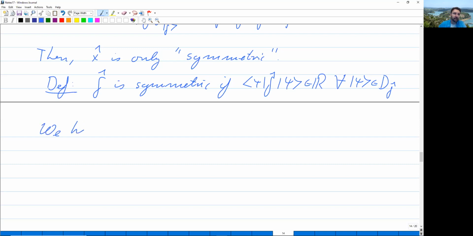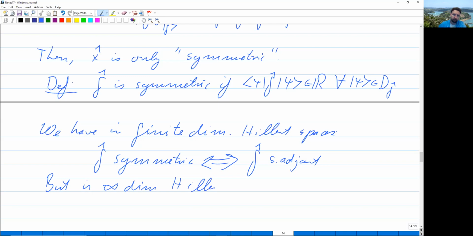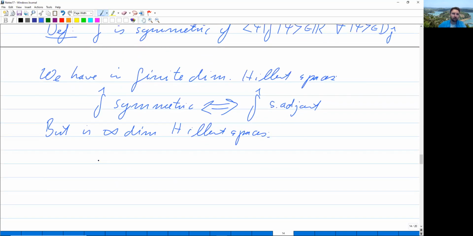And we have in finite dimensional Hilbert spaces that f hat symmetric is equivalent to f hat being self-adjoint. But in infinite dimensional Hilbert spaces, that's not the case. In infinite dimensional Hilbert spaces, it only goes in one direction. F hat symmetric is implied by f hat self-adjoint, but not the other way around.